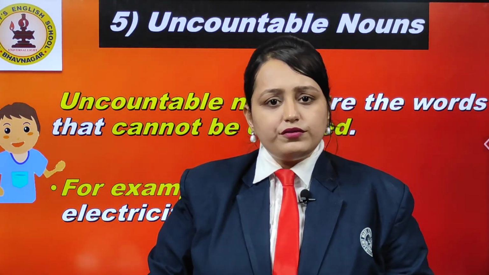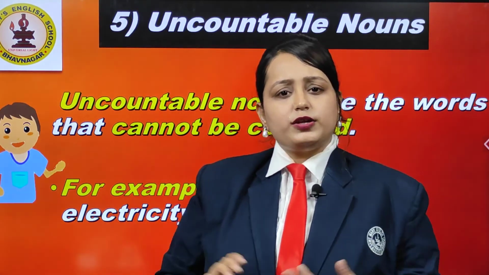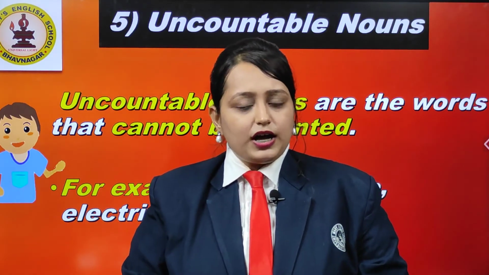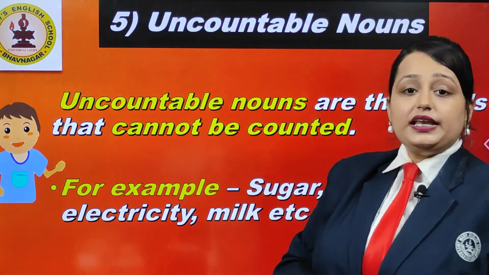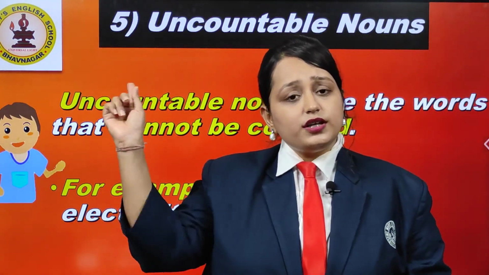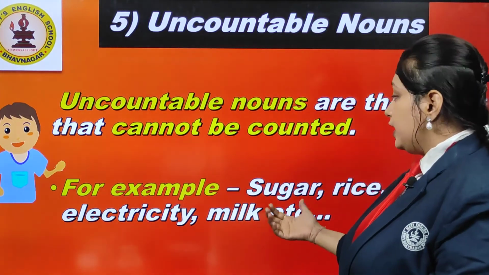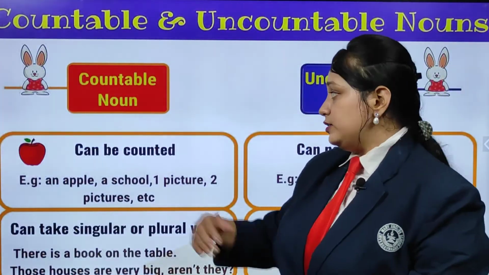Rice. We love rice, no? Especially I love eating rice. Fried rice, Manchurian rice. Can you count that? No, we cannot count. So that is an uncountable noun. Next is electricity. Electricity flowing in your house is not counted. Milk, etc. Let's see some examples.